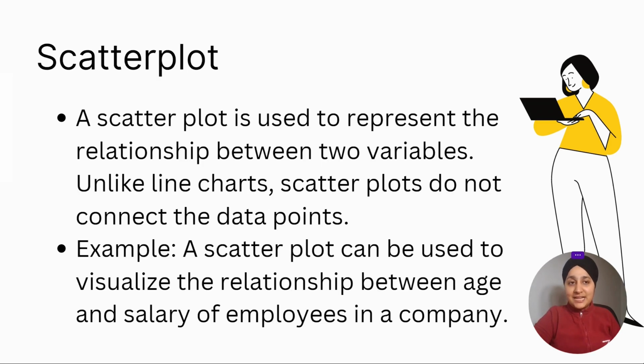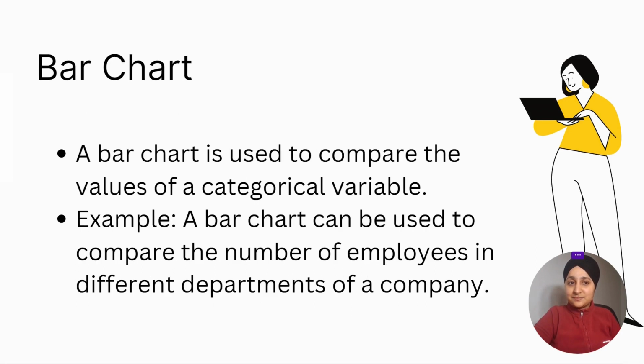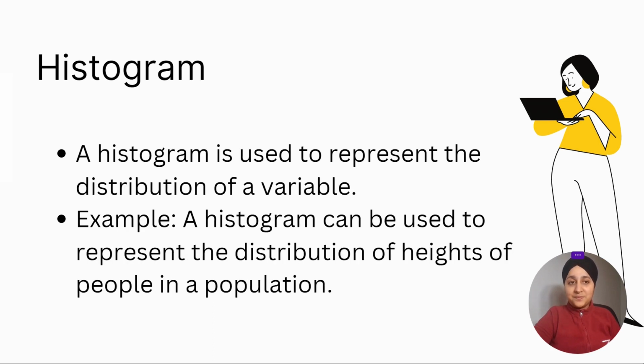Next is scatter plot. A scatter plot is used to represent the relationship between two variables. Unlike line charts, scatter plots do not connect the data points. For example, a scatter plot can be used to visualize the relationship between age and salary of employees in a company. Bar chart. A bar chart is used to compare the values of a categorical variable. For example, a bar chart can be used to compare the number of employees in different departments of the company.